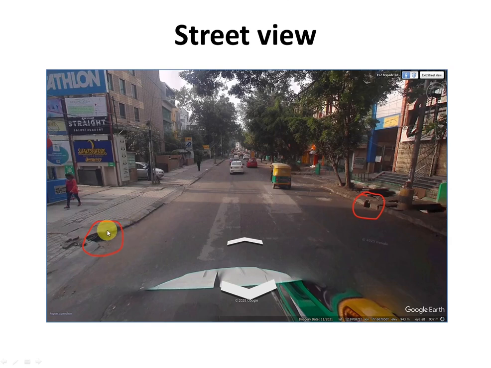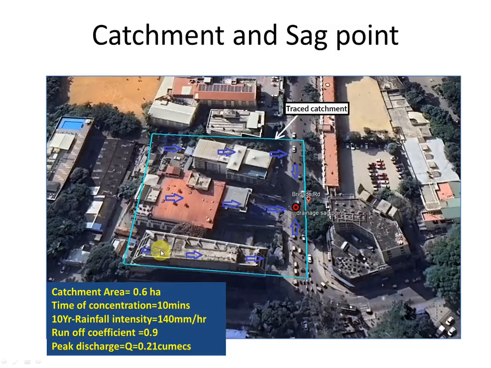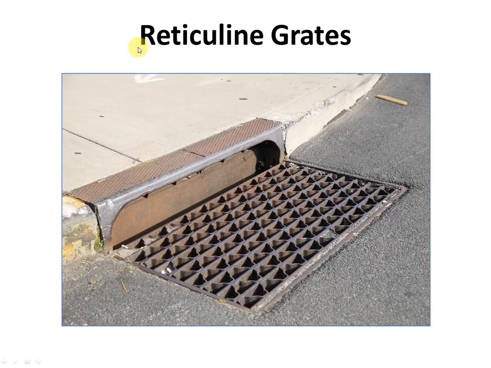The sag inlet type would be reticuline, which means a honeycomb type of opening. I will show you this reticuline type of grate inlet. This is the type of grate inlet which I am going to design, and I will show you the sample calculation using the Hydraulic Toolbox software. So let's start the tutorial video on the Hydraulic Toolbox software.